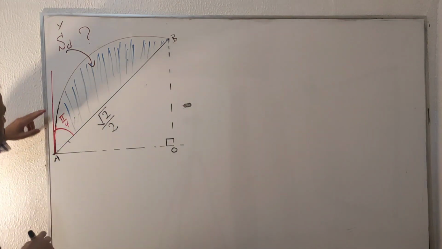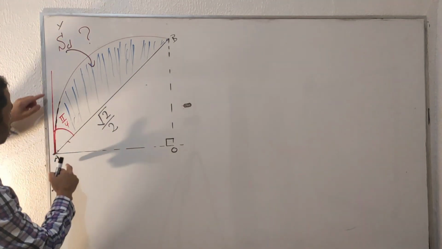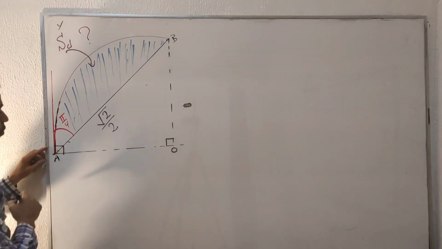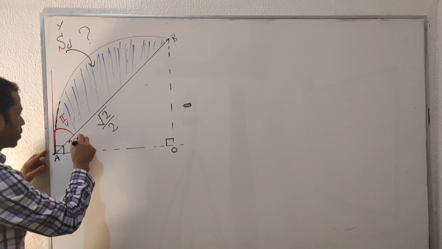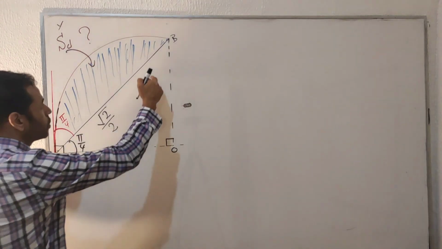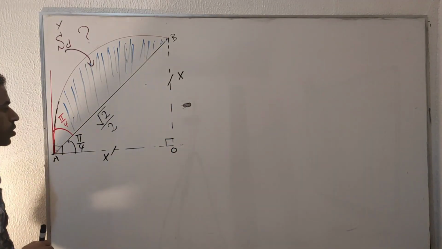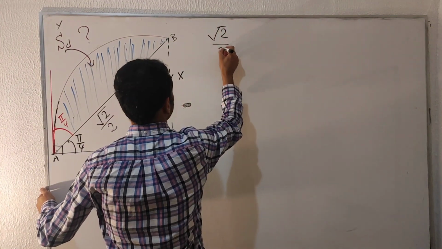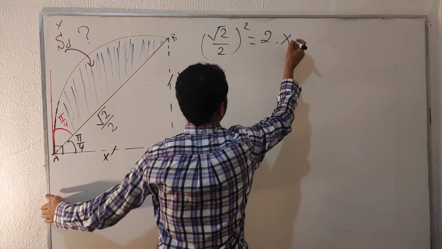Notice here, since we have a pi over 4 here, and this line is perpendicular to this line, I have another pi over 2 here. Since we have a pi over 4 here, this angle must be pi over 4 as well, which means we have an isosceles triangle. Now we calculate x with the Pythagorean theorem. I get square root of 2 over 2, quantity squared, equals 2 times x squared.